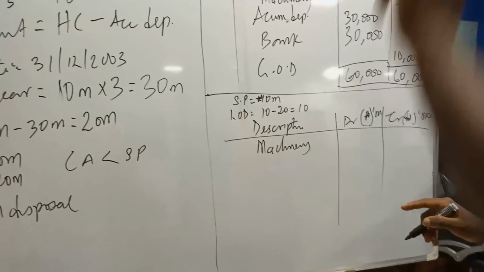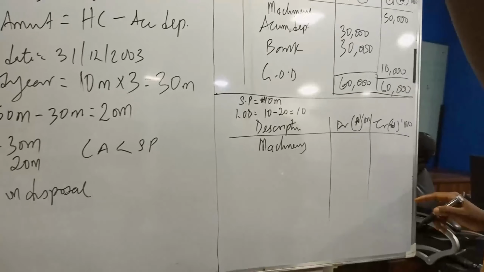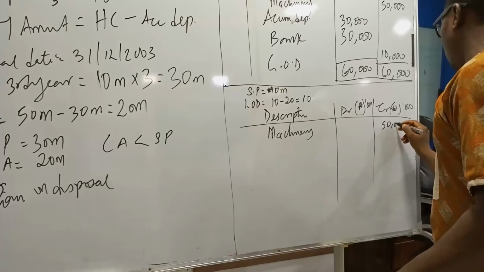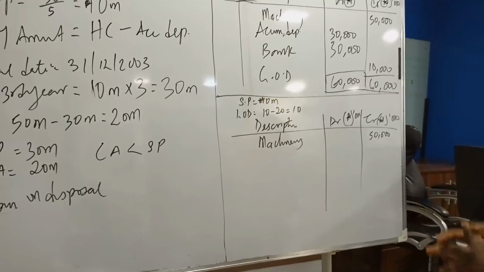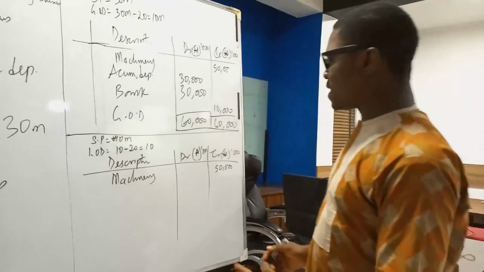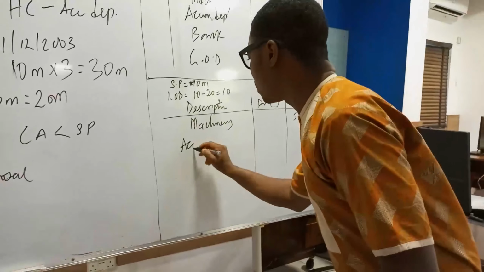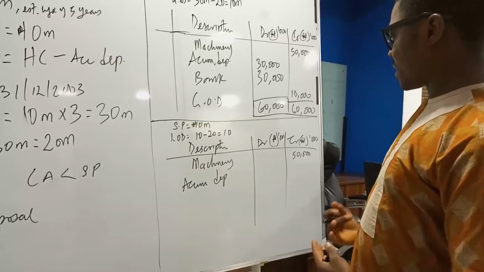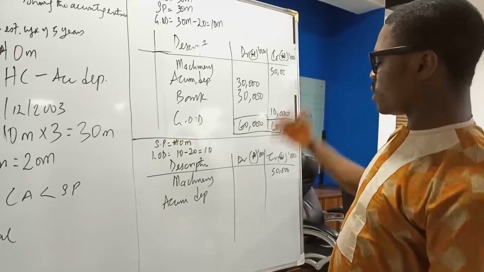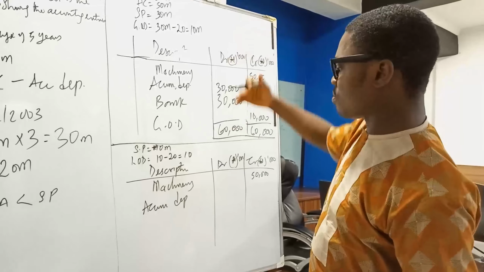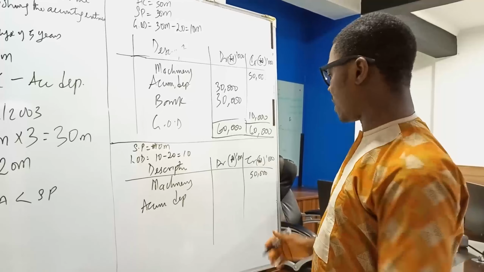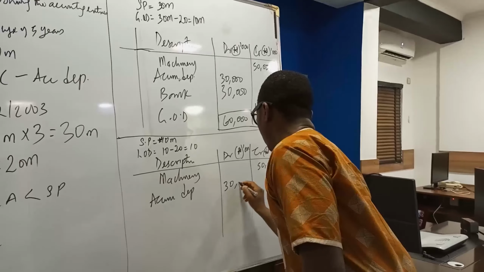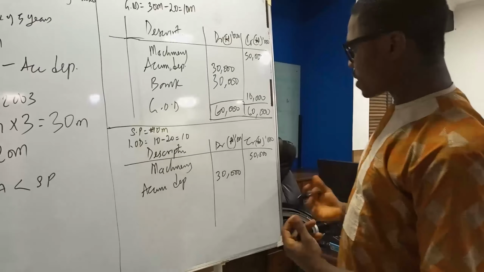Why again? Because at recognition, the machinery account was debited with 50 million naira. Having done this, we also need to debit the accumulated depreciation account because we are recognizing the asset, and because we are recognizing it, we need to nil off the credit balance in accumulated depreciation that is associated with the asset on the day of disposal. The accumulated depreciation is 30 million naira. What is the sales proceed?